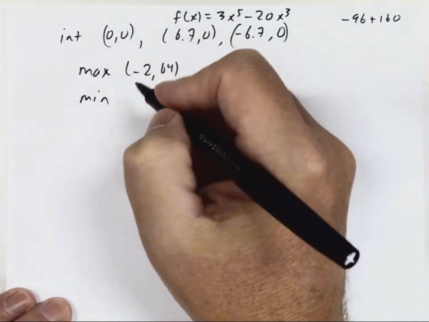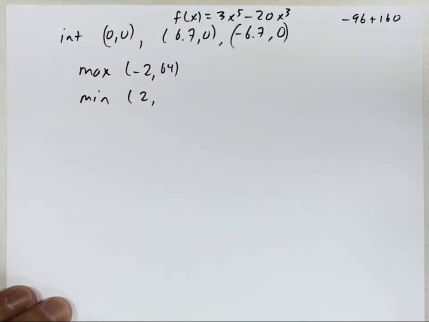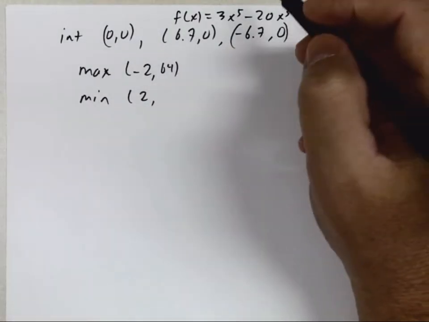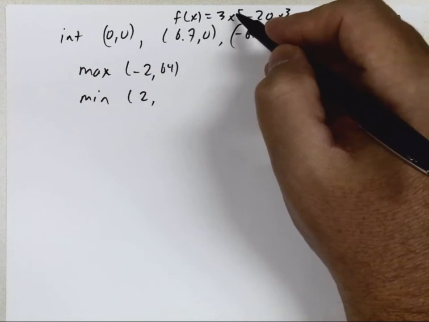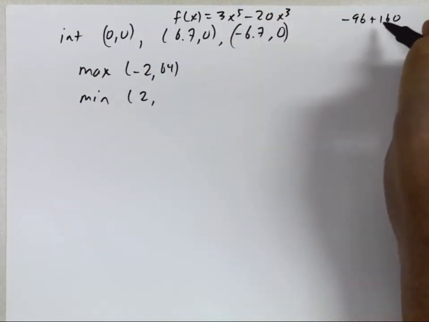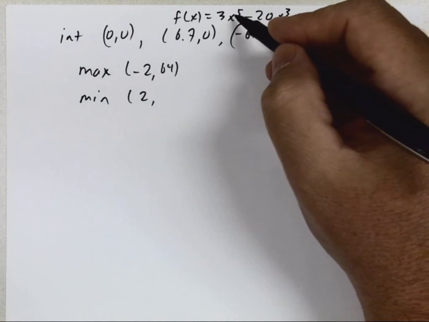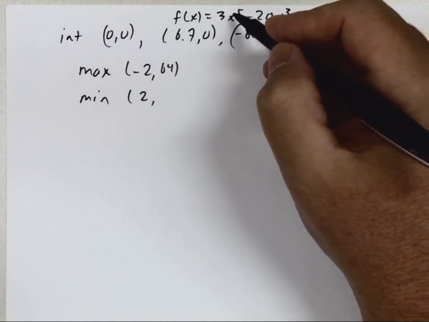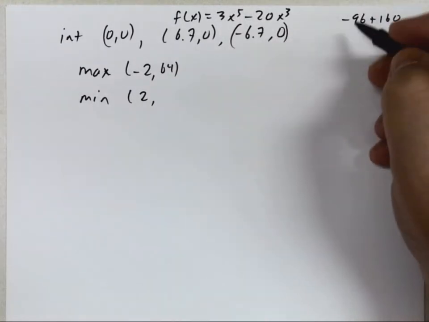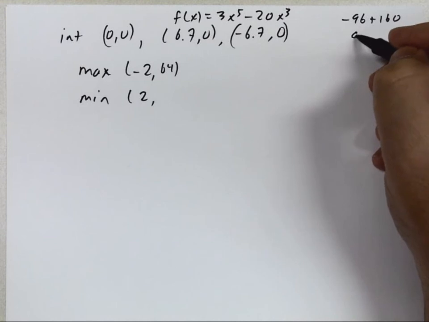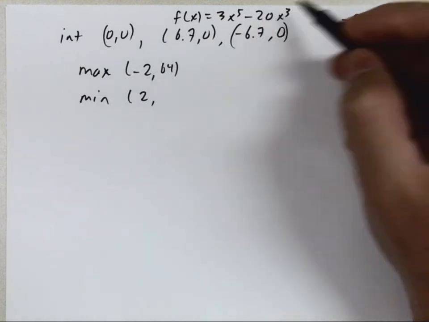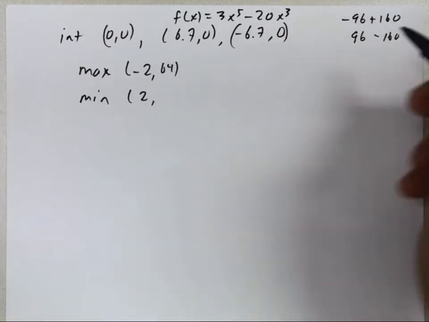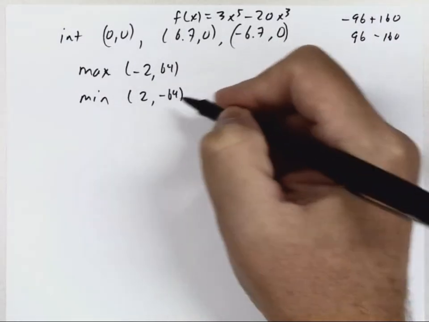Minimum occurs when x is 2. So I put a 2 in here. I think I might get the same thing except opposite sign. Let's see. Put a 2 in here. 4, 8, 16, 32. 32 times 3, 96. 8. Negative 160. Yep, I think it's negative 64.